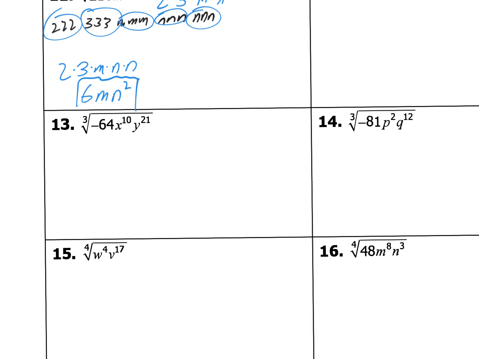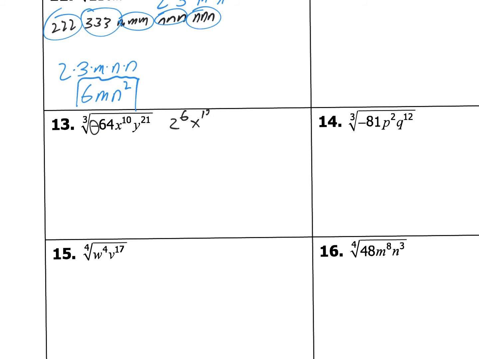So I'll do the same thing. I'm going to start actually by noting this negative sign. I know that my final answer is going to be negative at the end, okay? But 64 is going to be 2 to the 6th power.